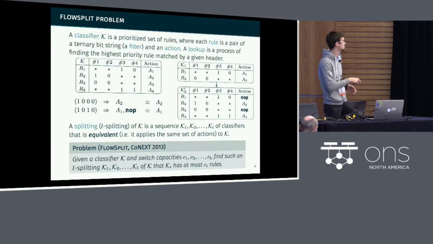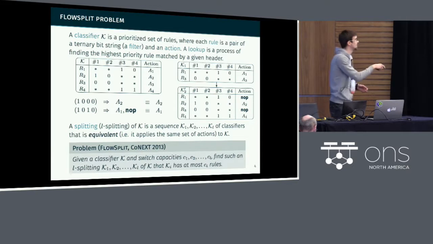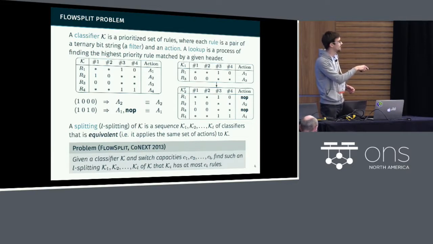What we want to find is a splitting of a classifier, which is a sequence of classifiers that is equivalent to the given classifier. Equivalent in the sense that it must apply the same actions to any given header. Here on the right, we have an example of a splitting of this classifier.